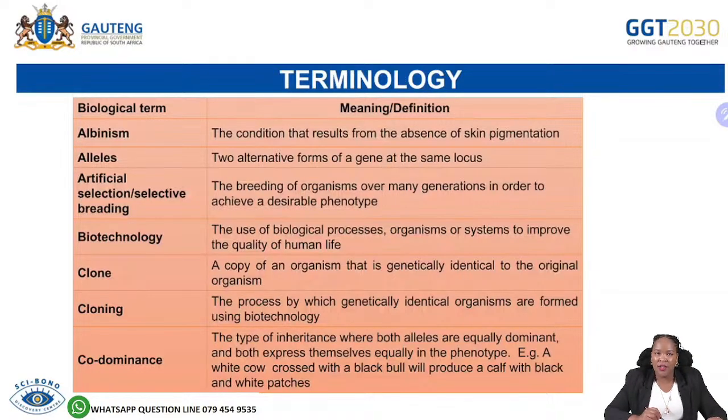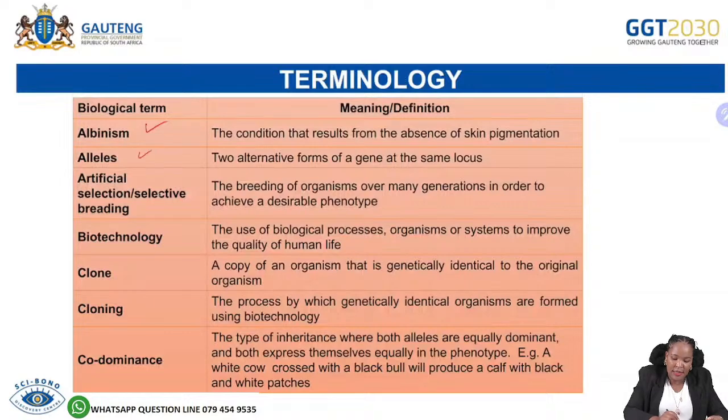Right. Like I said to you, there's a lot of terminology that you need to study for this section. I'm not going to tell you the definitions, because the definitions are here on the presentation, and you also have them in your resources that you have with your teacher. But please be aware of what terminology you need to study for this topic. The terminology includes terms such as albinism, alleles. Now this one we're going to talk about a lot today, which are two alternative forms of a gene at the same locus. So you need to understand what this is. Don't worry, I'm going to break it down for you.